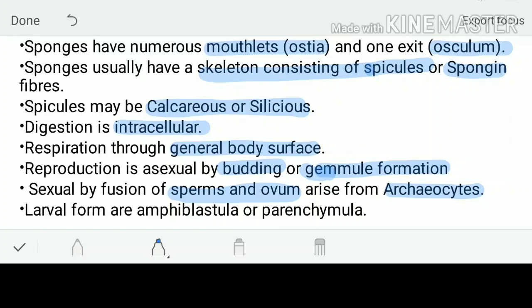The larval form, yeah, please do remember that in each phylum we will be dealing with a larval form if present, and you have to remember the name of the larval form.